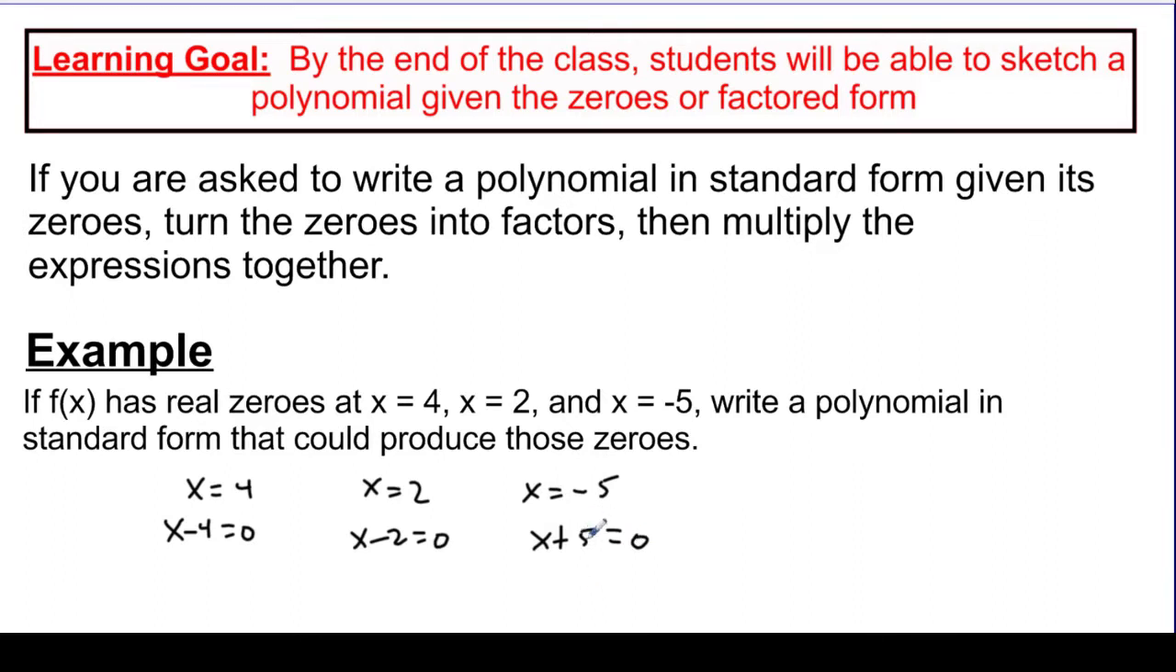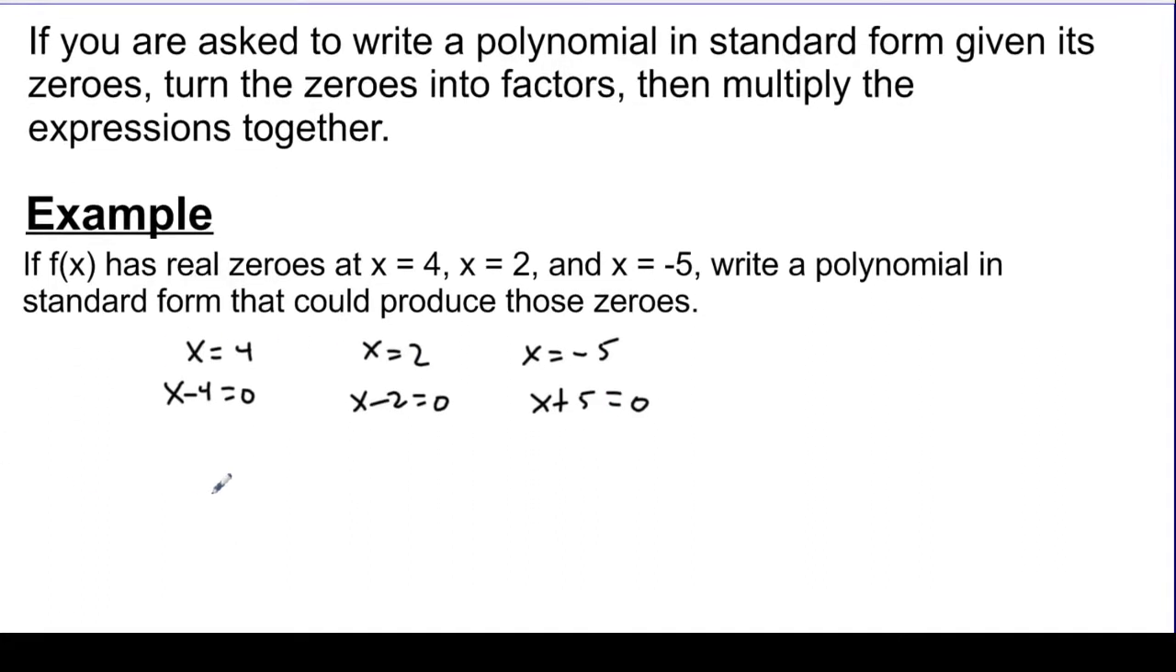Right? So if you notice, now I have the three factors that produced each of the zeros that they gave me. And so what I'm going to be able to do is say the expression that I started with in standard form would be just taking x minus 4, x minus 2, and x plus 5, and multiplying this back together. And so you might be asking yourself, well, how do I multiply together three polynomials, or three binomials in this case?